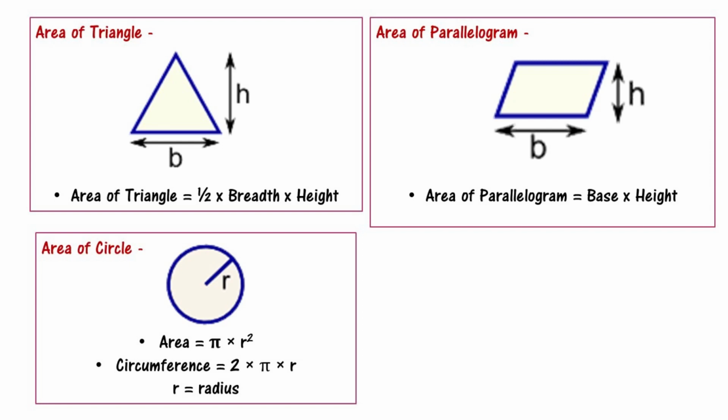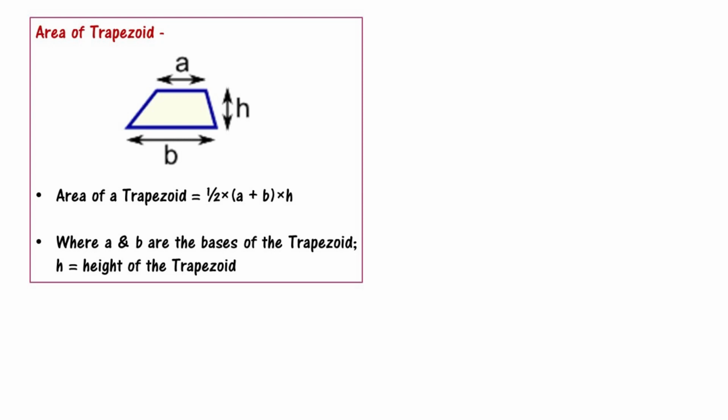Now comes the area of triangle. The formula of area of triangle is 1/2 × breadth × height. Area of circle formula is area = π r², what is r here? That is radius. Circumference of circle formula is 2πr. Okay. Area of parallelogram, that is base × height. Now what is the area of trapezoid? That is 1/2 × (a + b) × h, where a and b are the bases of trapezoid, and h is the height of it. Okay, you can see in this diagram.